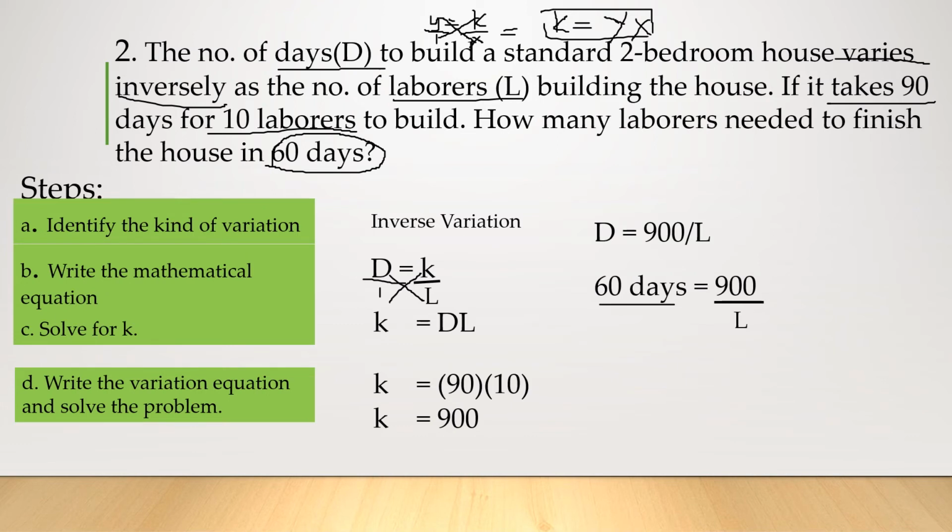Now, you can cross-multiply this. Understood there is 1. So, you can multiply this, and that is 60 days L, right? Or 60 L, and then is equal to 900. Then divided by 60 to solve for L. So this is 1. L is equal to 15 laborers. So you need 15 laborers in order to finish the house in 60 days.